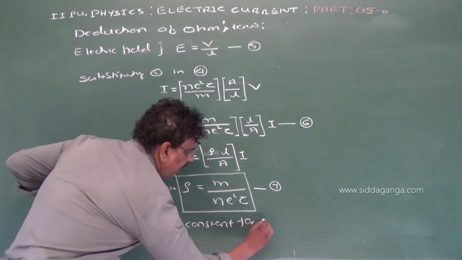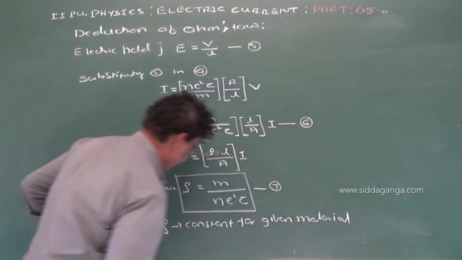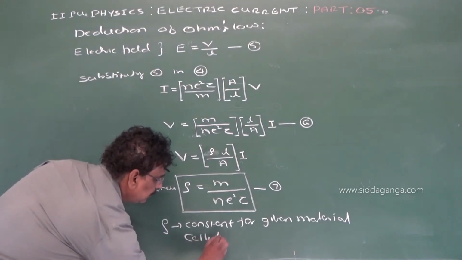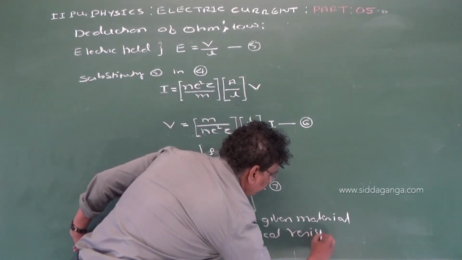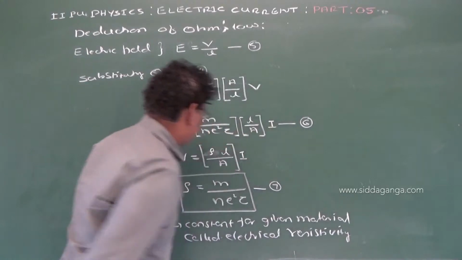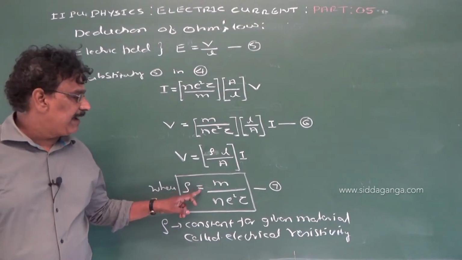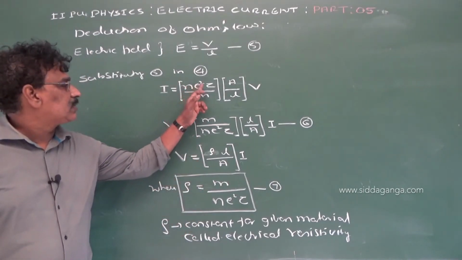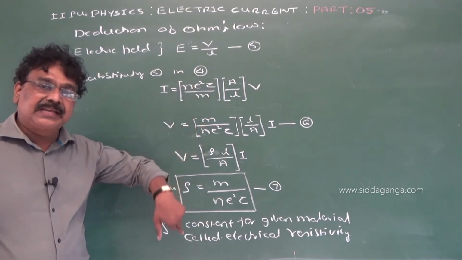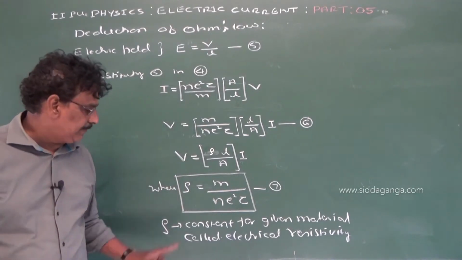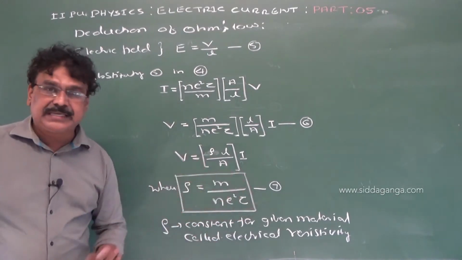Where rho is constant for a given material, called electrical resistivity. It's called electrical resistivity of the material of the conductor. In fact, this n e square tau by m is conductivity. Its reciprocal is called resistivity, and rho is equal to m by n e square into tau. We have taken it as equation 7.